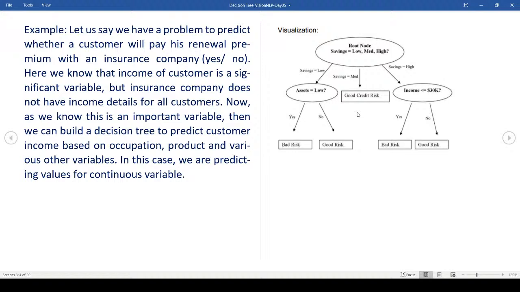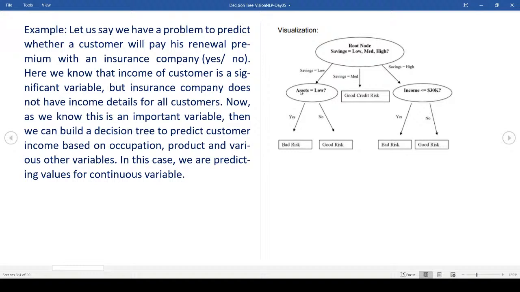But here we can specify this particular problem statement as a decision tree, when we form a decision with branches. Let's say this one is your root node, where my target variable may be savings, in terms of low saving, medium and high. We have given the metrics: asset equal to low, that is saving low, saving medium, credit score good, and saving high, where income is less than or equal to around $30,000, right? So first we split into three different groups: saving low, saving medium, saving high.